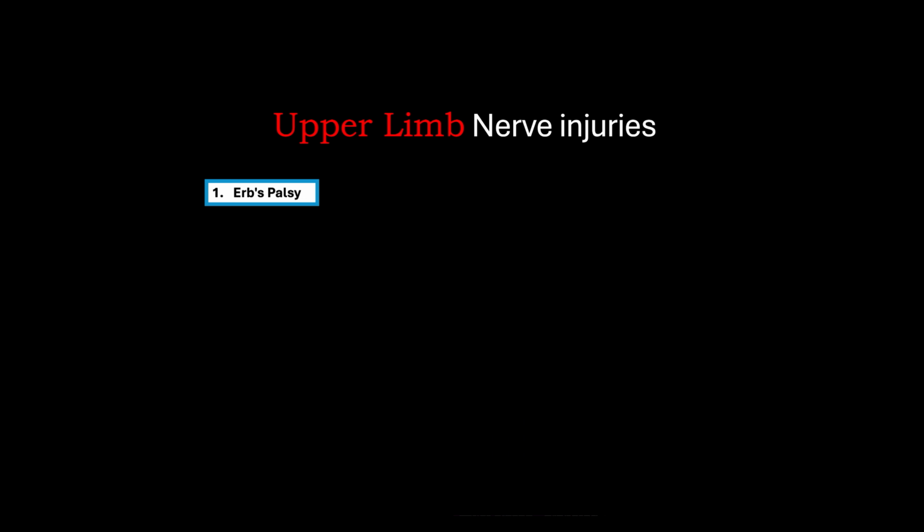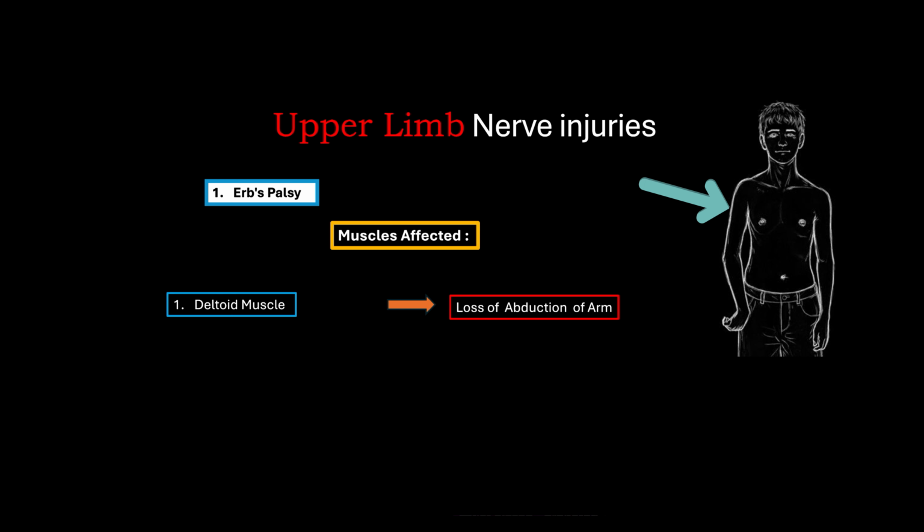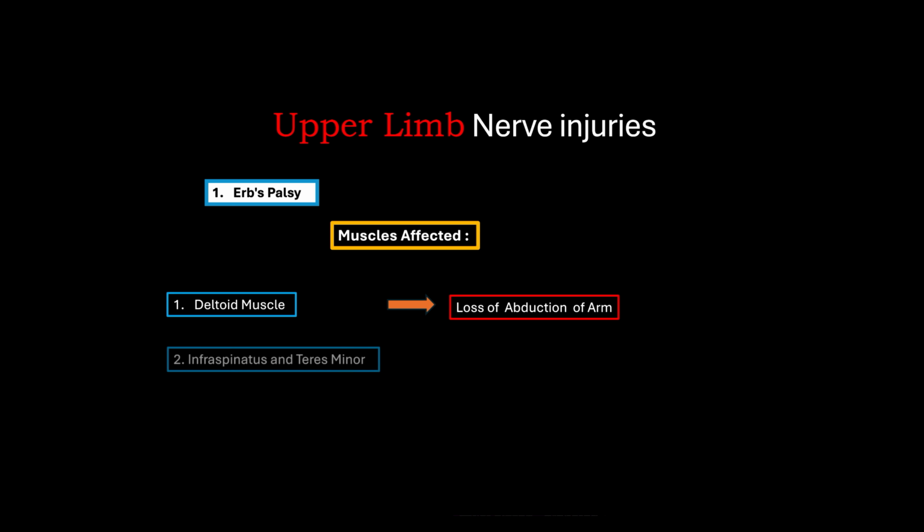Next, let's talk about which muscles are affected in Erb's palsy and which function is lost because of it. First of all, the deltoid muscle. When the deltoid muscle is affected, there is a loss of abduction of the arm. That is why in the clinical picture we see adduction of the arm in Erb's palsy.